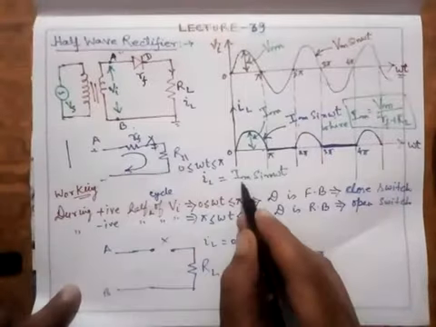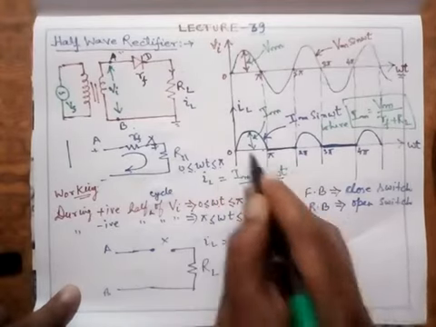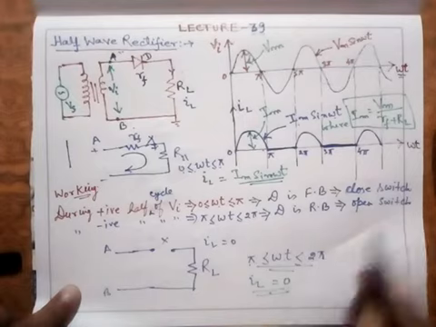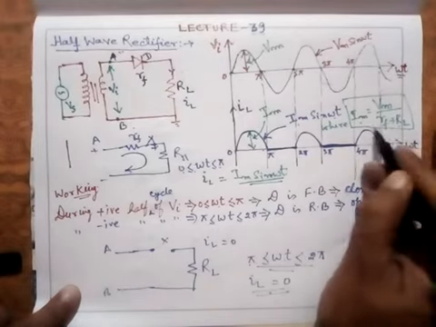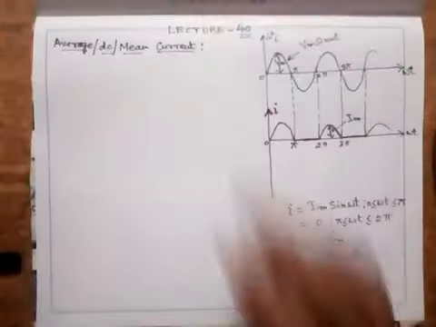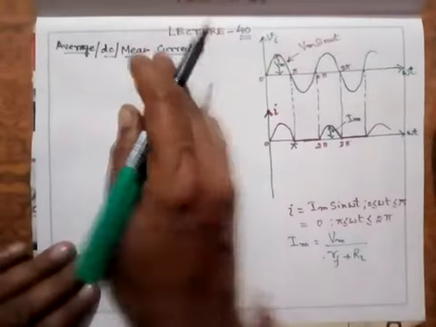This I is equal to Im sin omega t for omega t between 0 and pi, and it is equal to 0 for omega t between pi and 2 pi, and of course this Im is equal to Vm upon Rf plus RL. This I have discussed with you. Now let's talk about the average current, or DC current, or the mean current of this.